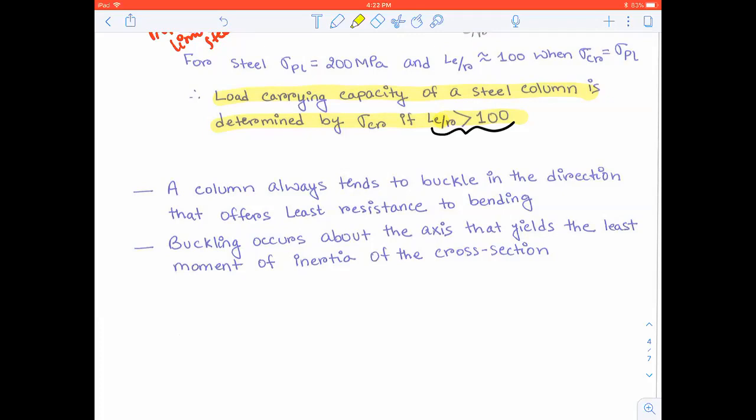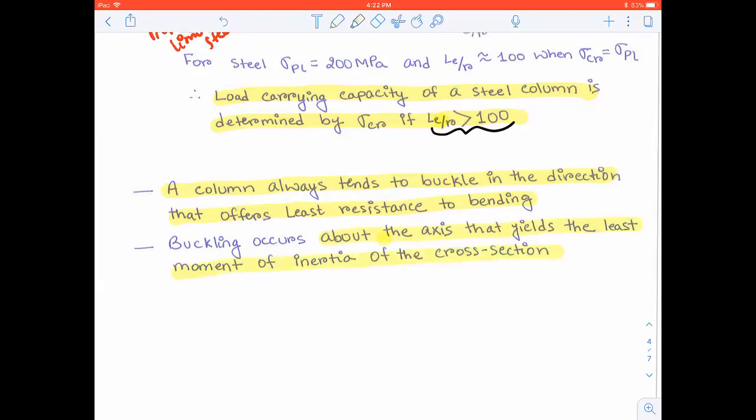Now, in what direction will your column buckle? We will soon see a problem on this, so we have to keep this in mind. A column always tends to buckle in the direction that offers least resistance to bending. That means buckling will occur about the axis that yields the least moment of inertia of the cross section.